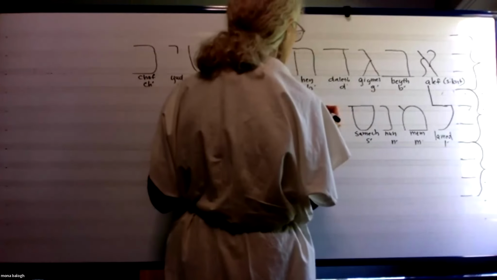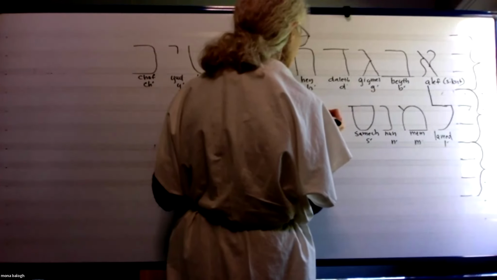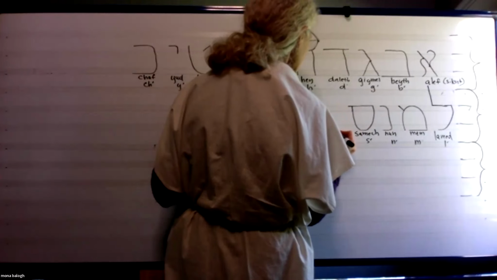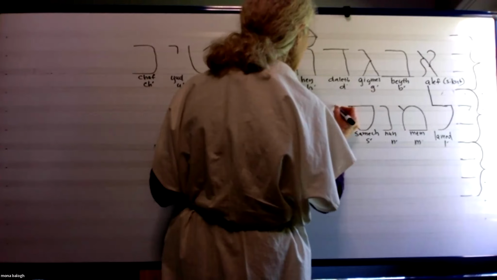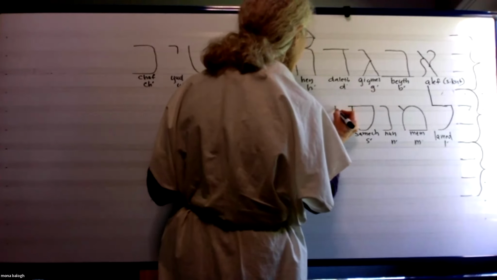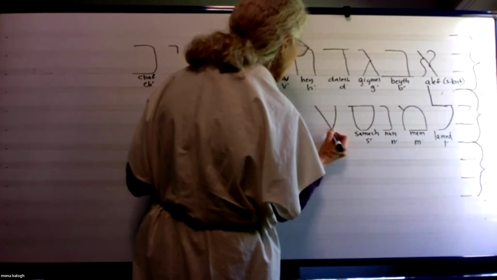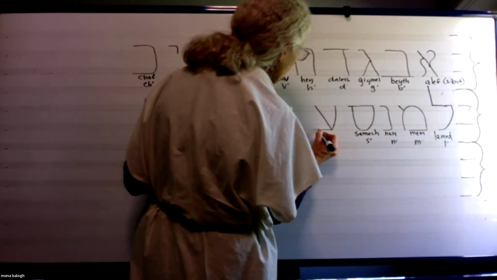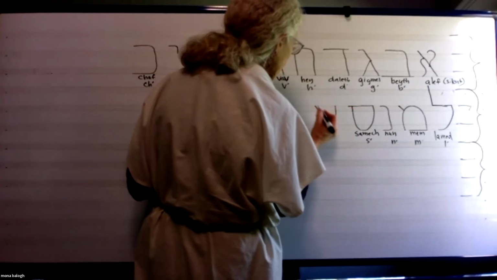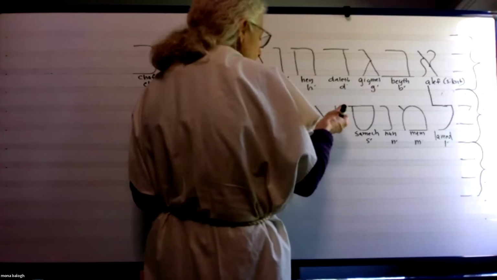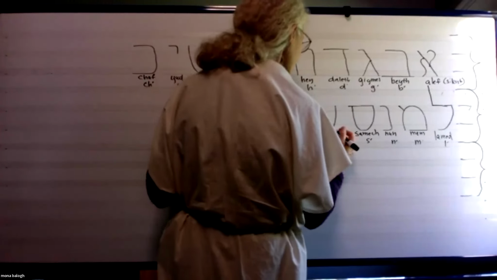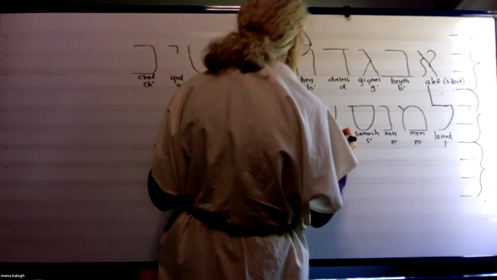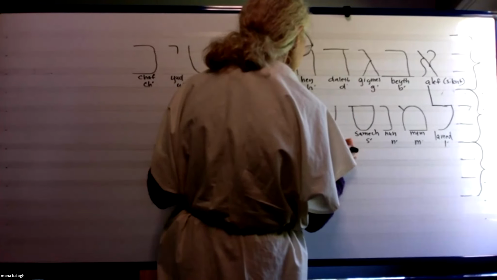Ayin. Upper left, diagonal down to the lower right. And then you're going to come up and to the right a little bit. Make a curve down. And make that handle come out flush with the upper left. Okay, it's like a cup you're holding in your hand. Okay, ayin. Silent.